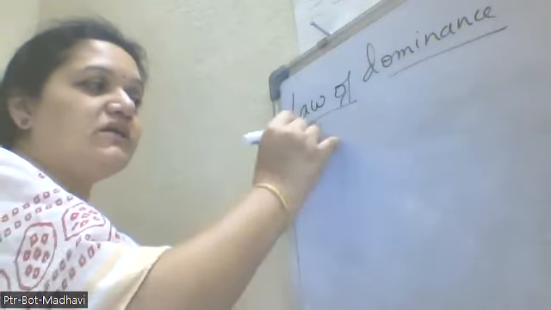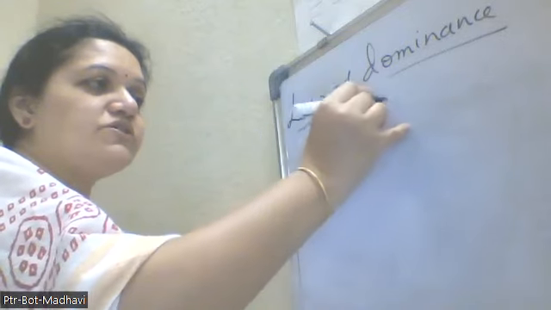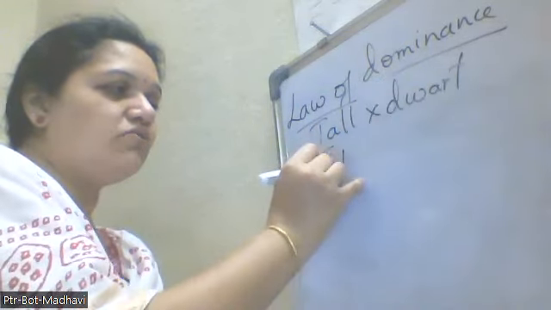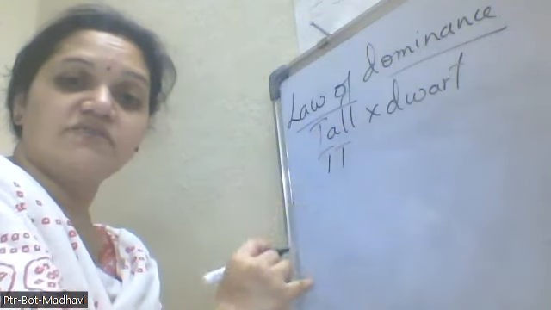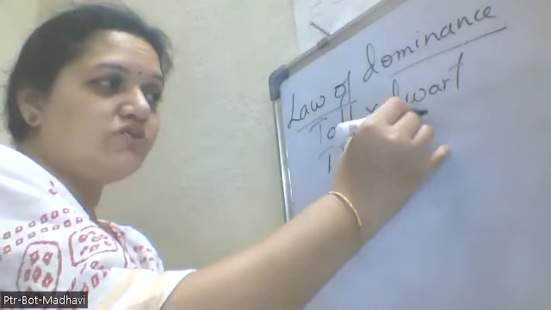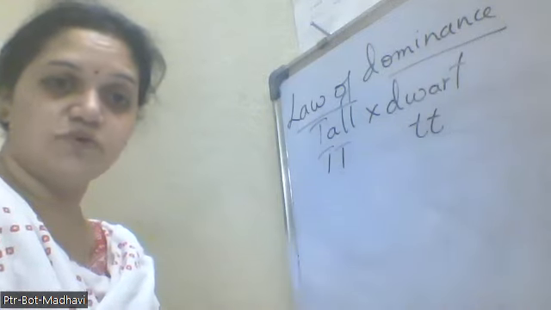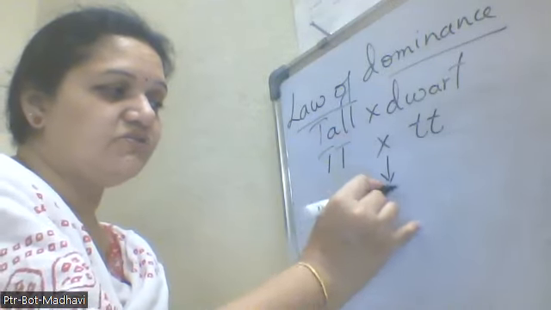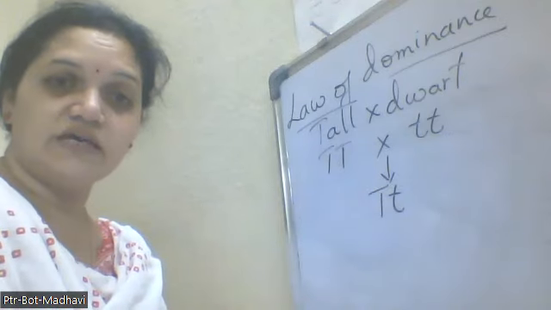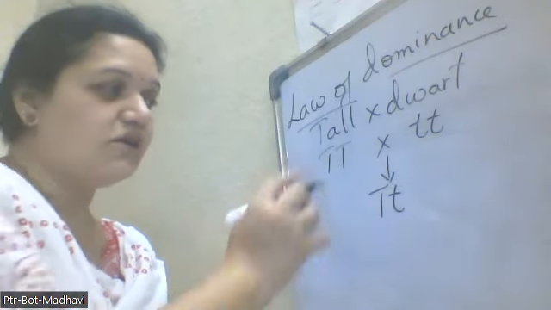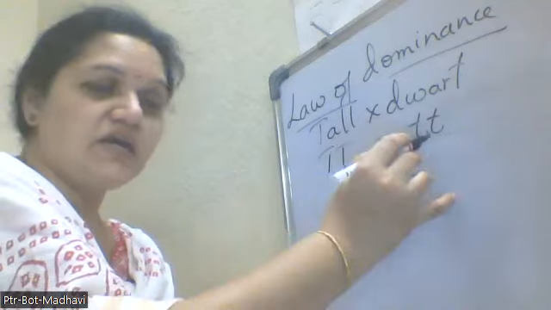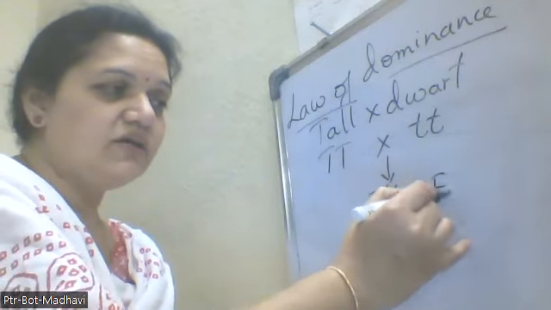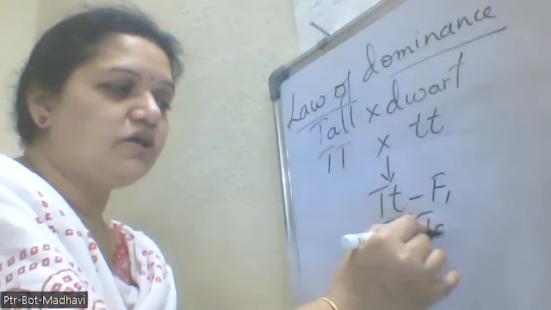So here he has taken tall plants crossed with dwarf plants. Tall is always dominant, represented with capital T, capital T. Dwarf is represented with small t. And once we cross, in the F1 generation we will get capital T and small t. That is a heterozygous. One allele from this parent, another allele from this parent, so they pair up to have the F1 generation. All are tall.